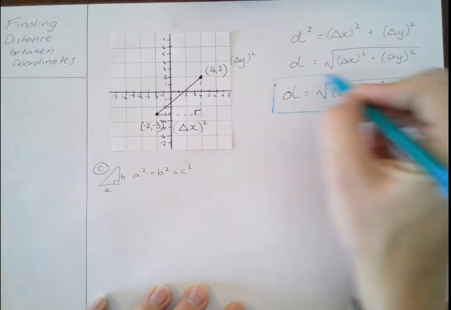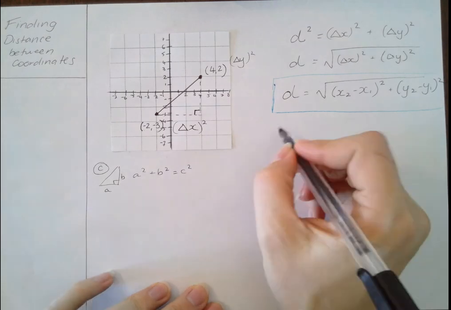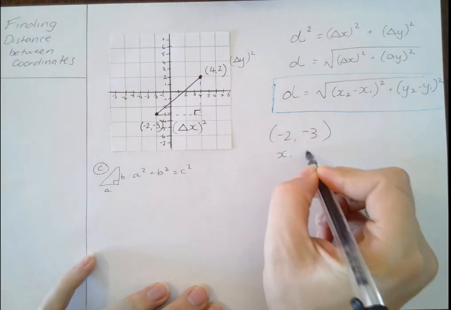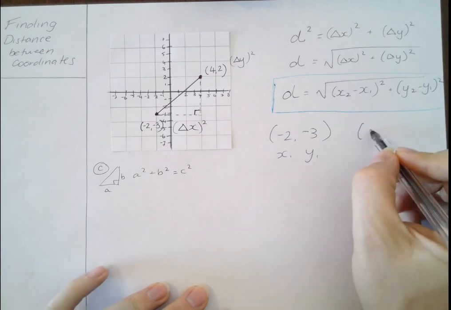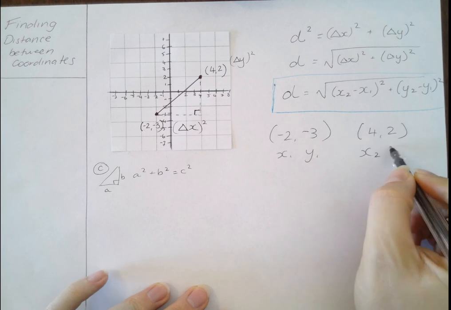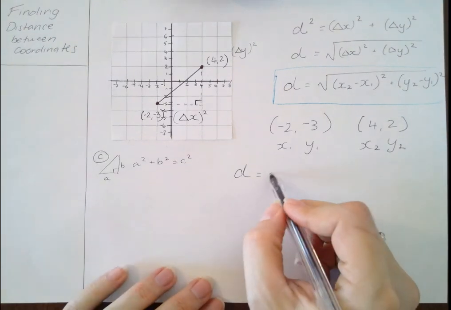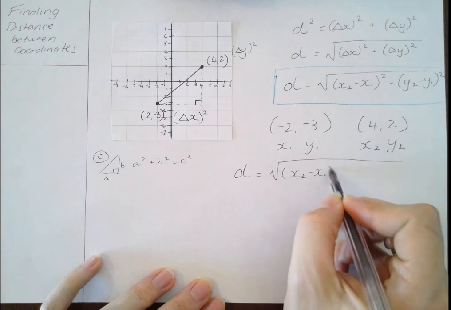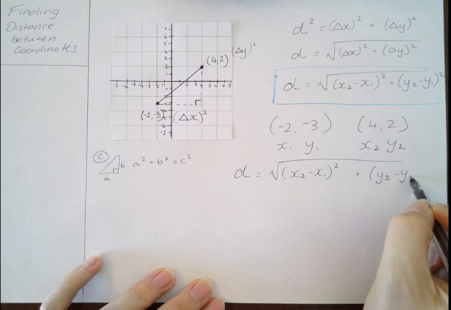Okay, so let's actually find the distance between these 2 points. We've got our first point, -2, -3. This is x1, y1, remembering this is an x point and this is a y point. And our second point is 4, 2. So this is our second point, so it'll be x2, y2. So let's do our formula first. D equals the square root of x2 take x1, all squared, plus y2 take y1, all squared.